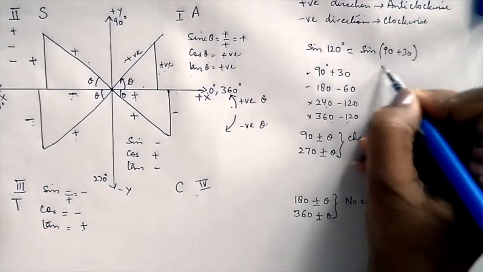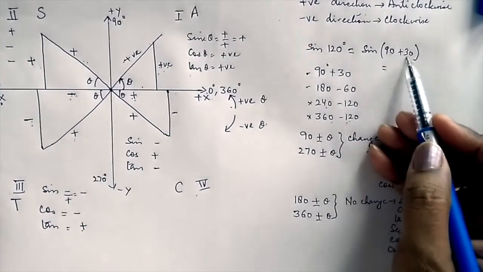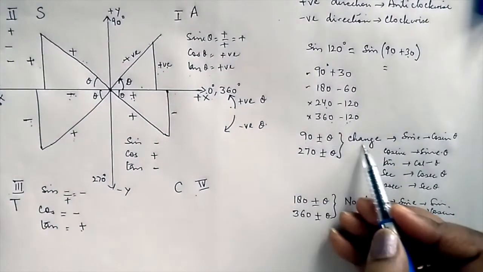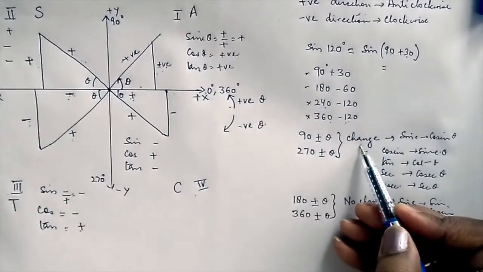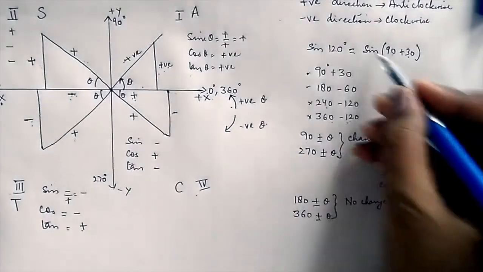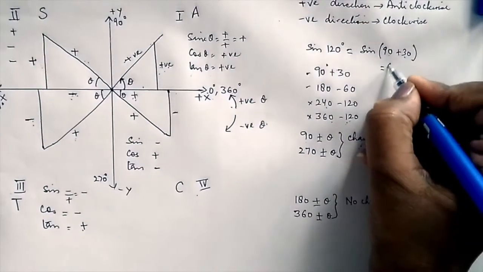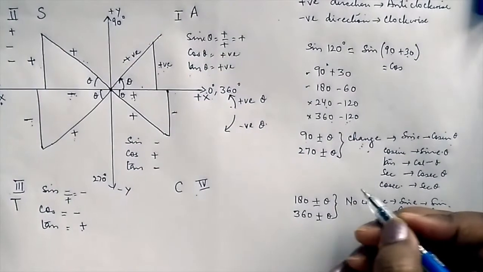Now see, I have used 90 plus. 90 plus means over here sine changes. Change would mean sine to cosine. So cosine of what now?